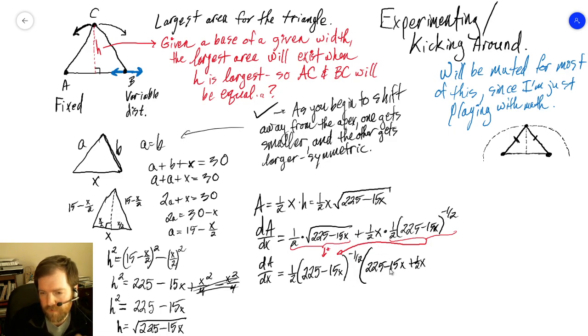All right, so 225 minus 15x is going to be here. We pulled out the 1/2 from the first term. We pulled out the square root, or negative version of the square root. So that's what's left here. And then in the second one, we pull out a half, and 225 minus 15x to the negative 1/2, and then we're left with half x. Okay.